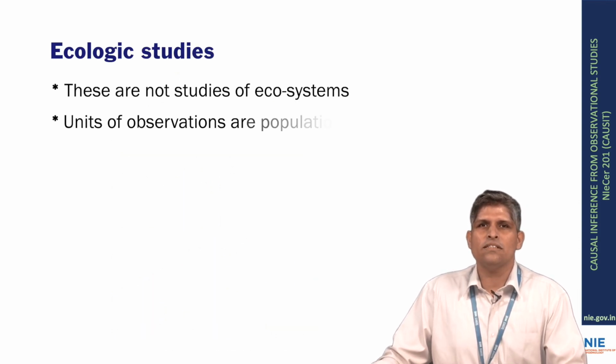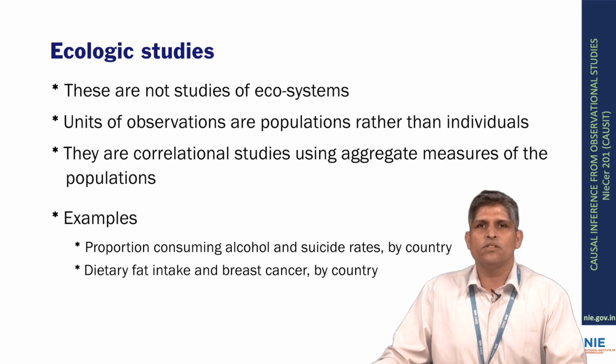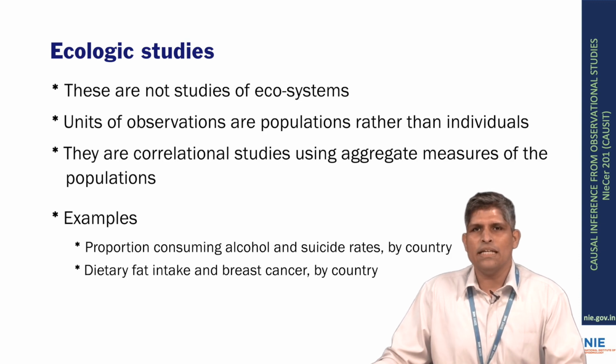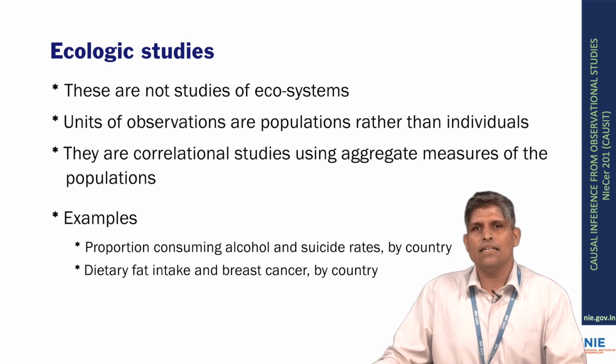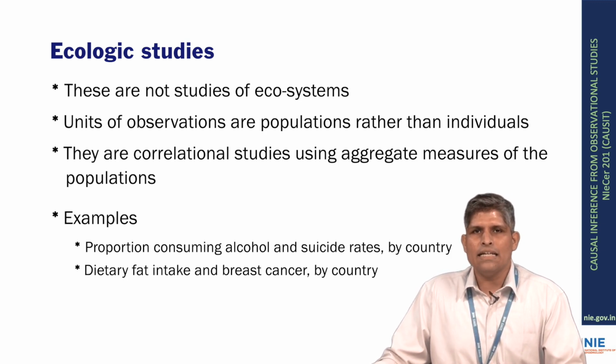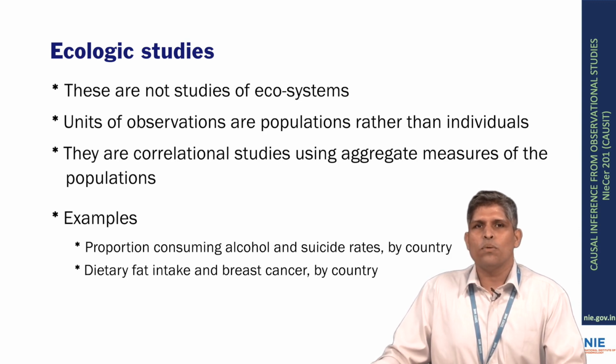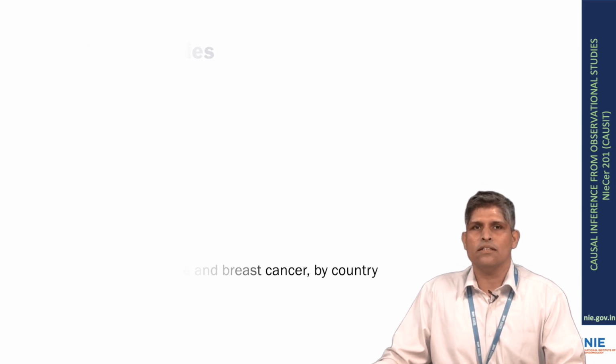Please note, these are not studies of ecosystems. Here, units of observations are populations rather than individuals. These are correlational studies using aggregate measures of the populations. Let me give you 2 examples. Proportion consuming alcohol and suicide rates. If you look at them by country, we want to see whether by country the suicide rates increase with change in proportion consuming alcohol. Similarly, dietary fat intake and breast cancer by country. We want to see whether those countries with higher dietary fat intake have higher rates of breast cancer or otherwise.